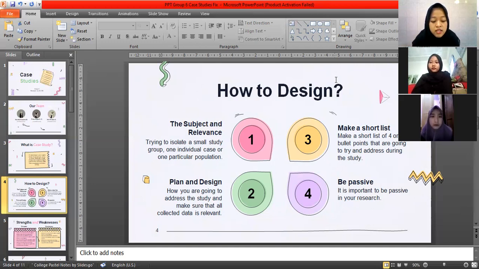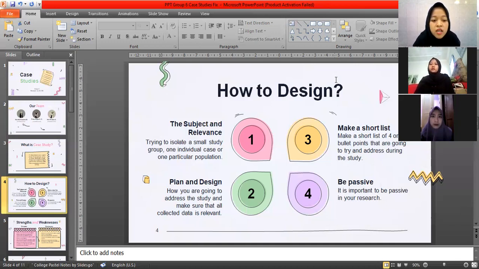In a case study, you are deliberately trying to isolate a small study group, maybe one individual case or one particular population. Number 2 is plan and design. It means that plan and design how you are going to address the study and make sure that all collected data is relevant.